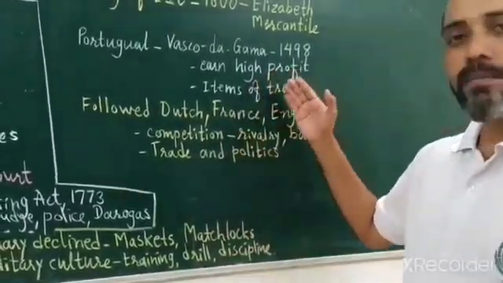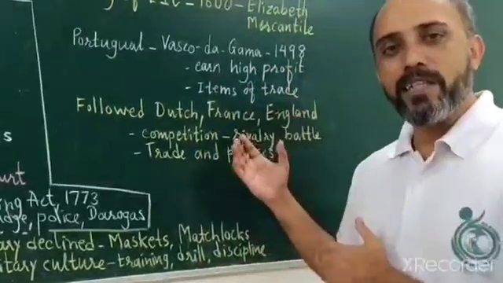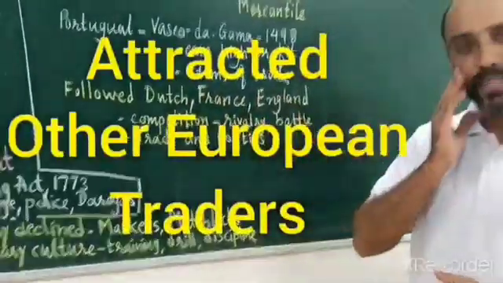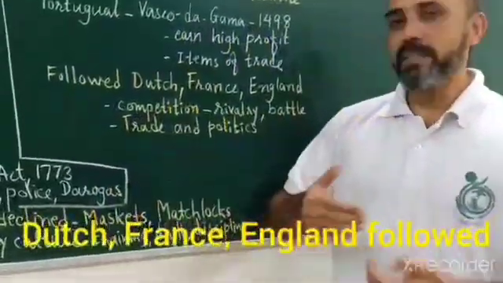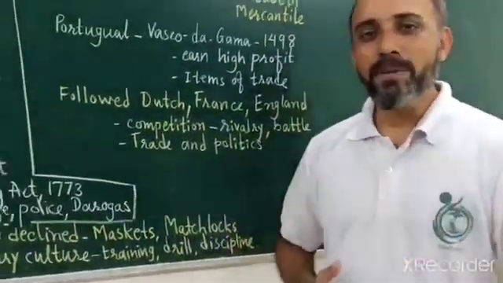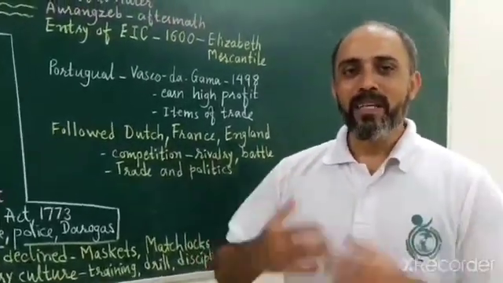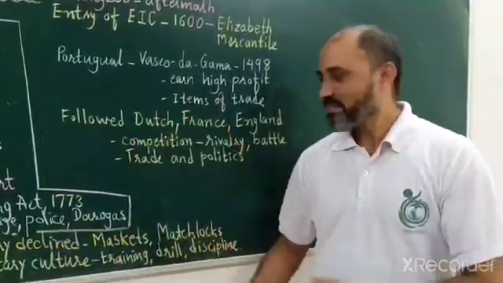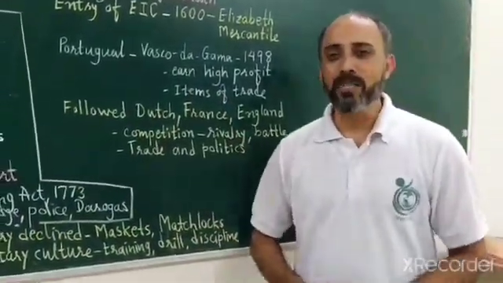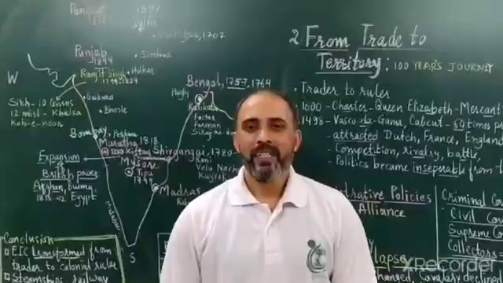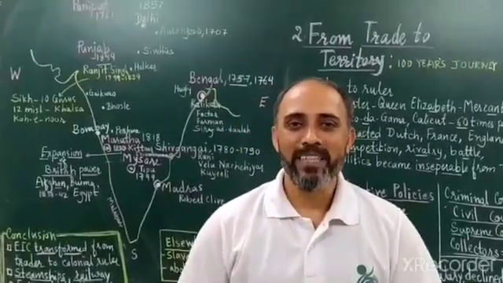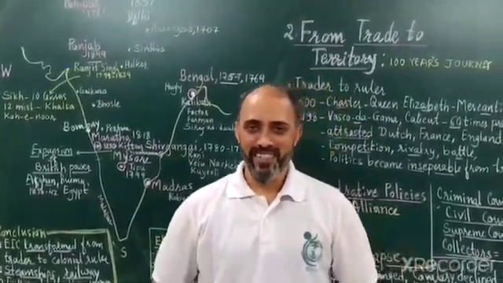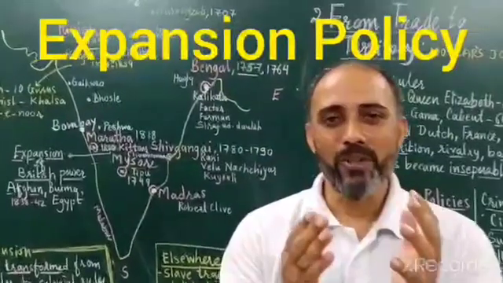He earned somewhere around 60 times profit from Indian trade, and this attracted other European traders like the Dutch, the French and the English. So these companies started coming to India. With this began the rivalry, the battles and the wars between all these European forces on Indian land. So trade and politics now became inseparable. The British East India Company now started expanding in Indian territory. So how did they become rulers of India?